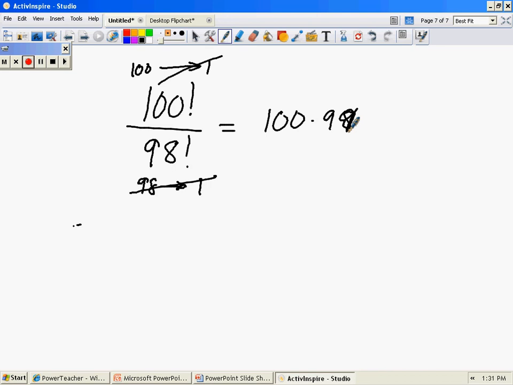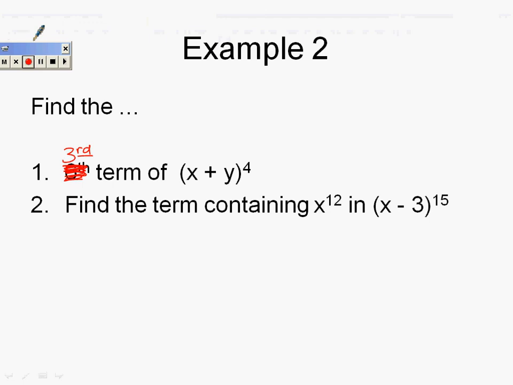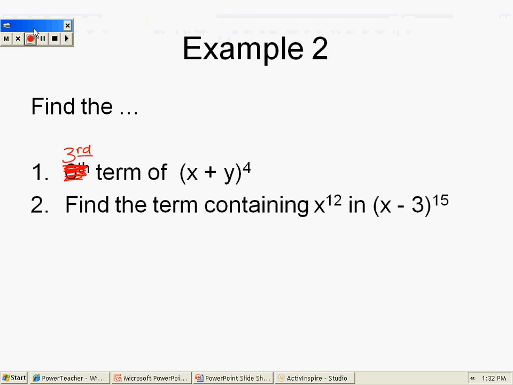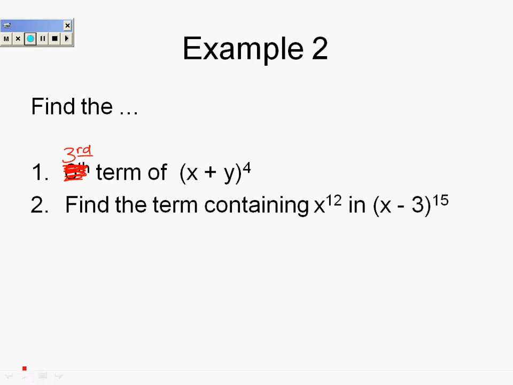Okay, so let's go ahead and do one more example problem here. Go ahead and write down number 2, please. Okay, this question is actually the same thing, guys, but it's worded differently. It's not telling you what term to look for specifically, but it's giving you a characteristic of that term. What characteristic of the term are they asking us to look for here? It's the term with x to the 12th, but I don't know what term that is.